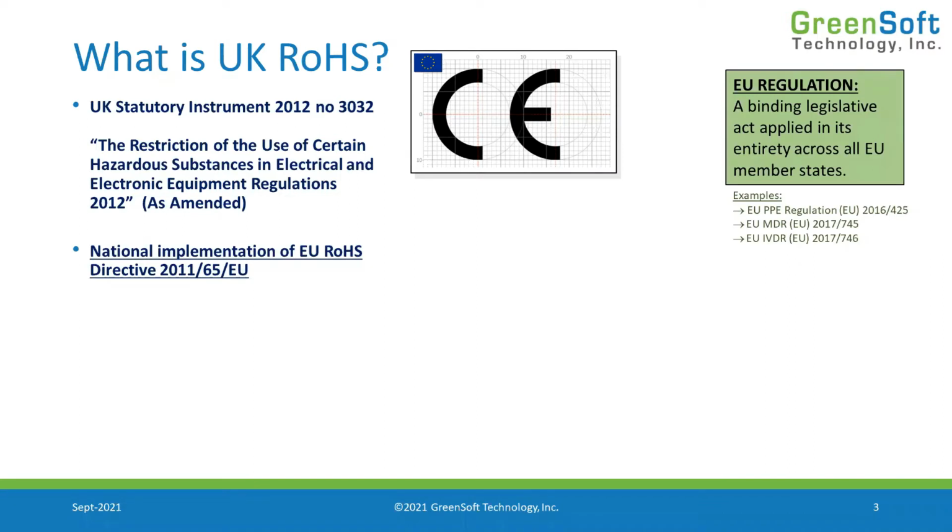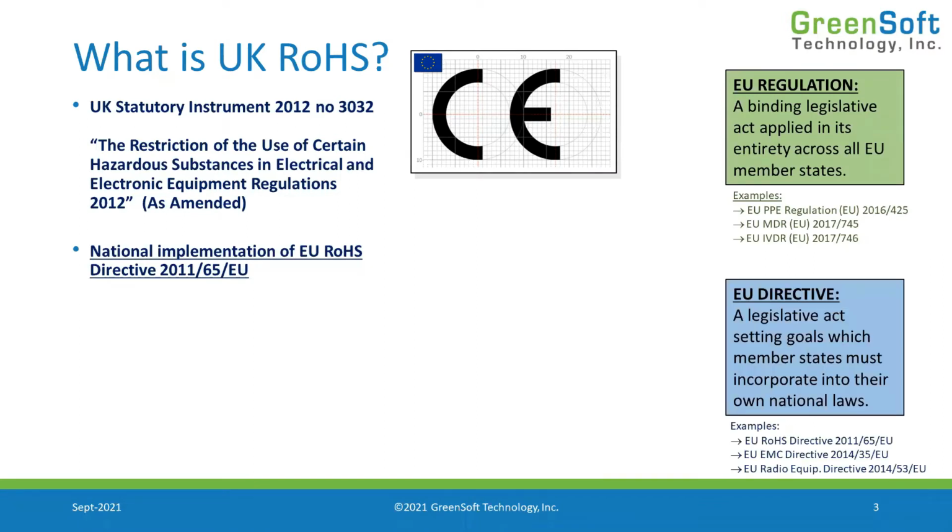So in order to look at this, we need to take a look at what the difference is between an EU regulation versus an EU directive. So an EU regulation is a binding legislative act that applies to all member states. So basically the Parliament and Commission issue this regulation and it's in effect across all member states without any other legislative actions required. Examples of this are the personal protection equipment regulation and medical device regulation. There are others as well.